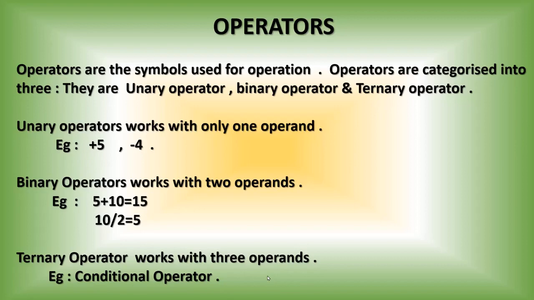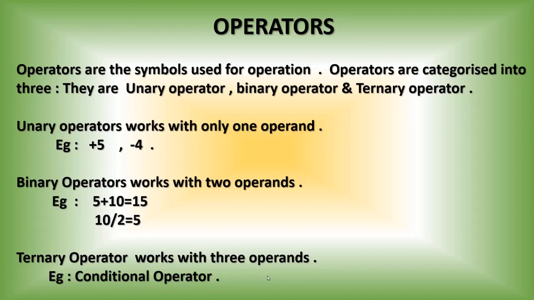I'll give you another example: 10 into 2. Into is the operator there. Along with that, there are 2 operands, 10 and 2. So to perform the multiplication operation, you need two operands. So the operators which use two operands are known as binary operators.